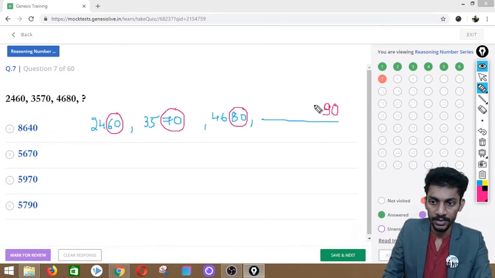Okay. Since we found 90, we know that the answer should be 5790, because that is the only option which has 90 as the last 2 digits. 60, 70, 80, and here it is 90. So the only option ending with 90 is option D.